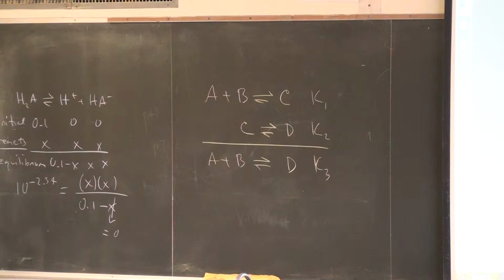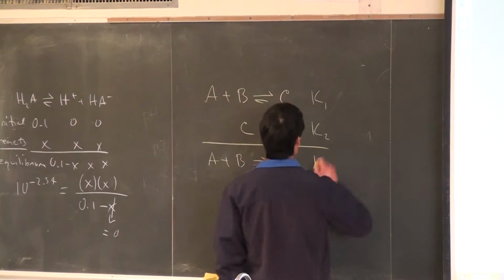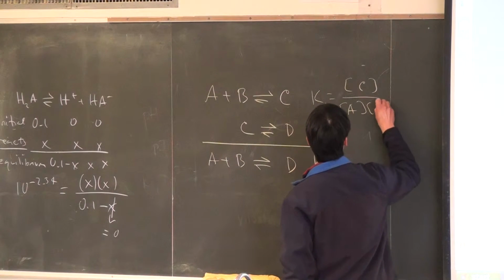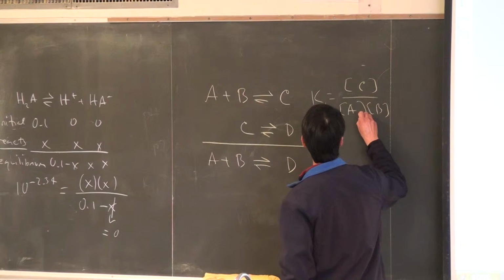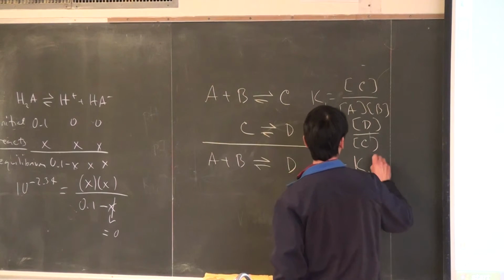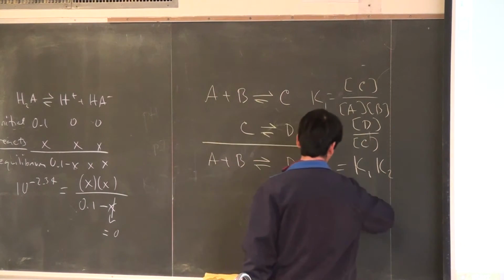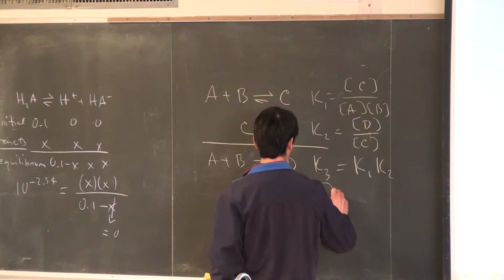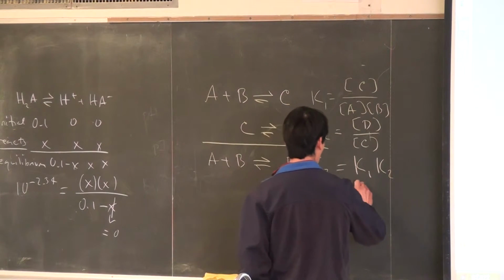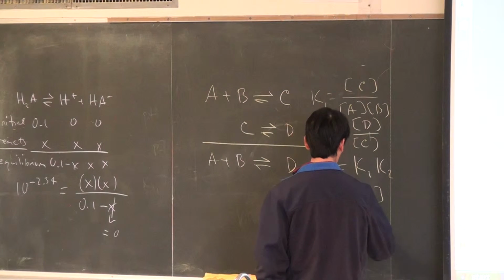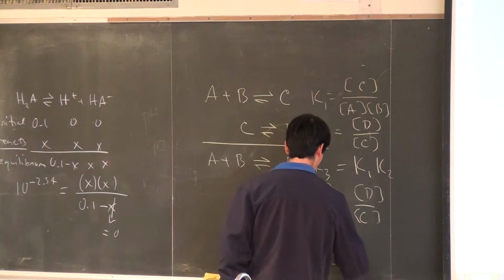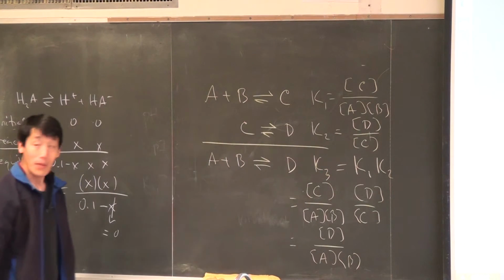K1 times K2 equals K3? Okay, so just to confirm that, we know that K1 is equal to C divided by A times B. And we know that K2 is equal to, let's see, D divided by C. So if K3 is equal to K1 times K2, does that give us what we're looking for? We have C divided by A times B times D divided by C. Is that equal to D divided by A times B? Yes.